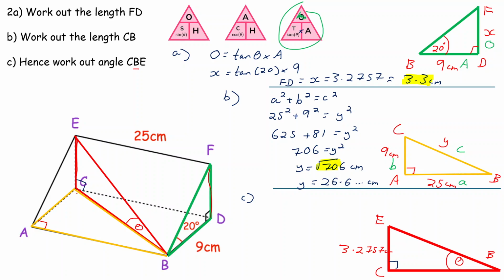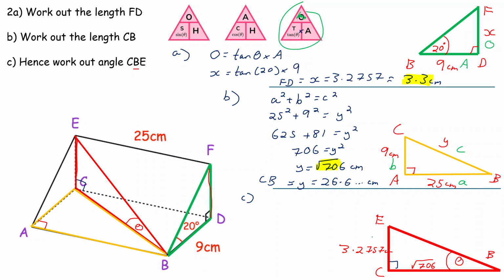What else have I got? Have I got length CB? I have. In part B, I got this length C to B, which we knew from over here. Again, I should have made it clearer that Y is your length C to B. So I can use that length C to B, which is equal to root 706. Good. And now I've got trigonometry because I'm trying to find a missing angle, and I've been given two sides. So it's going to be trig.